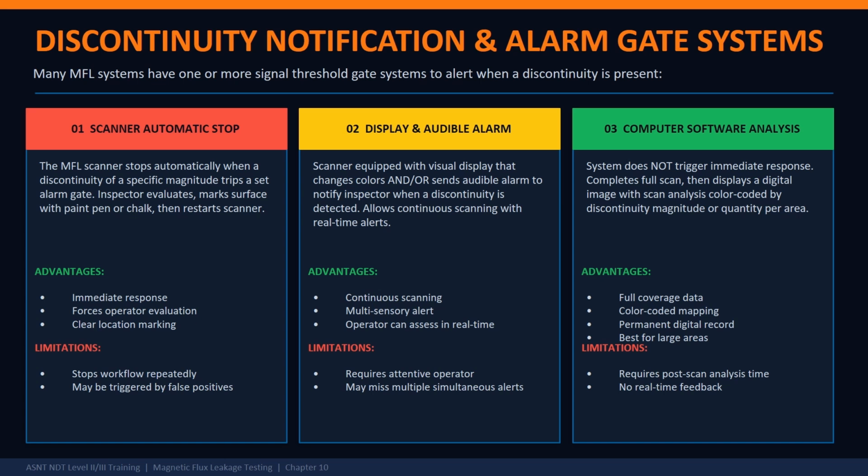Exam tip. Which notification method is best for large area inspections? Answer. Computer software analysis with color-coded mapping. Field tip. Always document alarm thresholds in the inspection procedure. QA/QC auditors frequently verify this. Missing threshold settings can invalidate your inspection documentation. We have now completed equipment and field application. Next, we move into chapter summary, review questions, and ASNT mock exam.